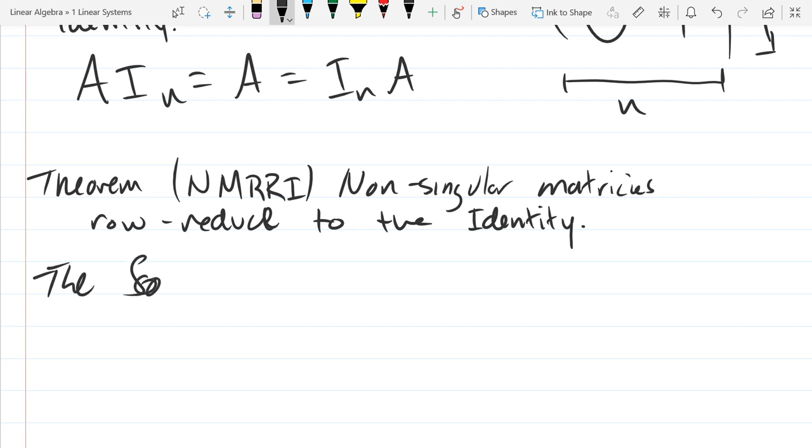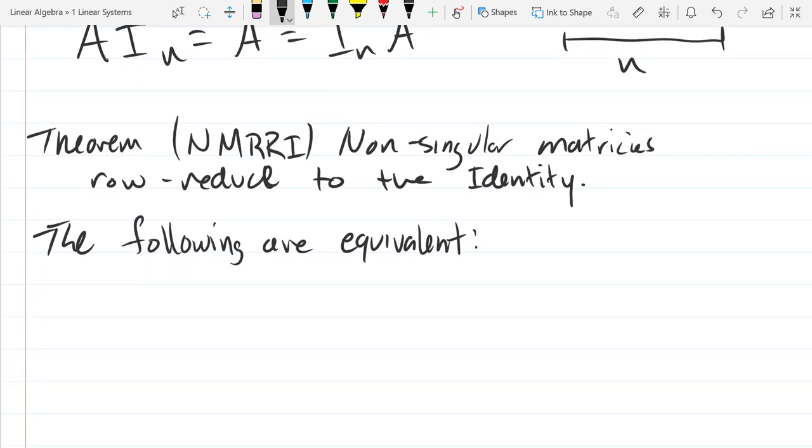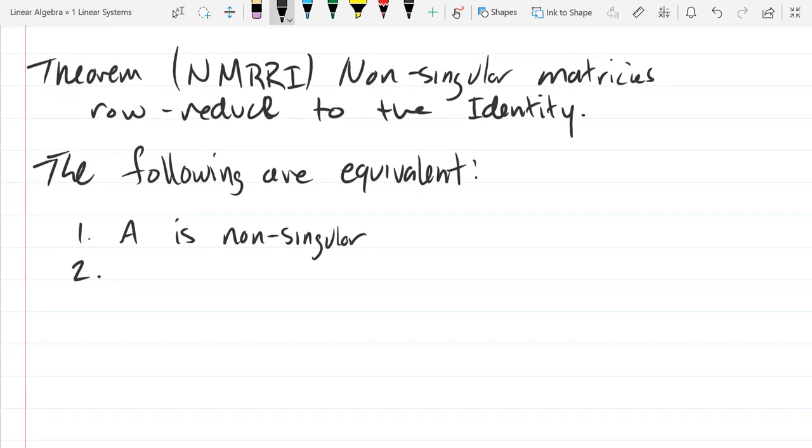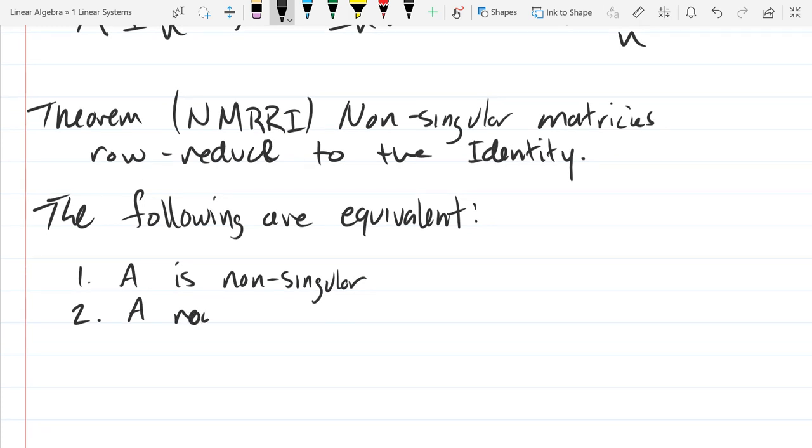The following are equivalent. A is non-singular. What else can you tell me about the matrix A, if I only told you A is non-singular? Don't worry about the solution itself. What can you tell me about the actual matrix A? It's got to be a square matrix. So right there, A has to be square. A is non-singular is equivalent to A row reduces to I sub n. Another equivalent: the null space of A is exactly the zero vector.